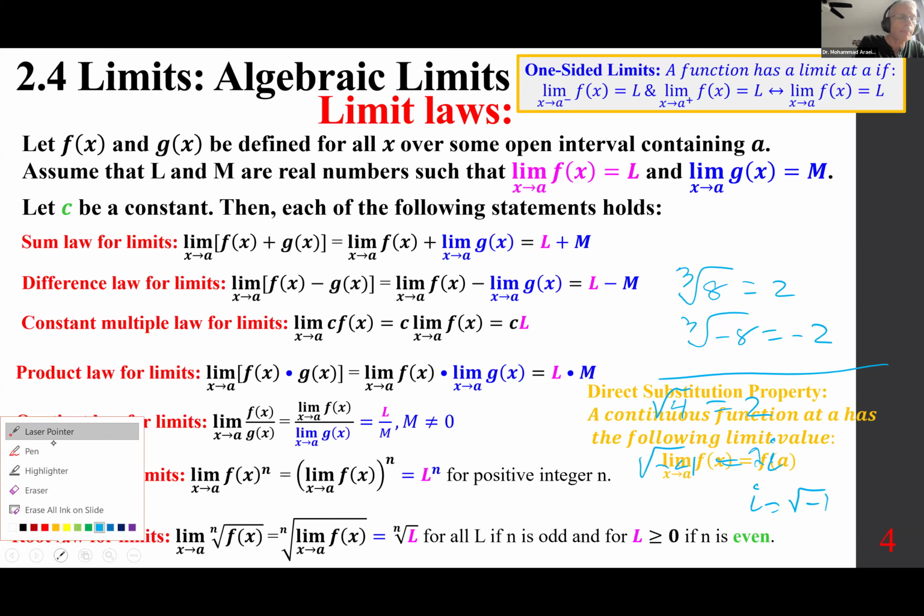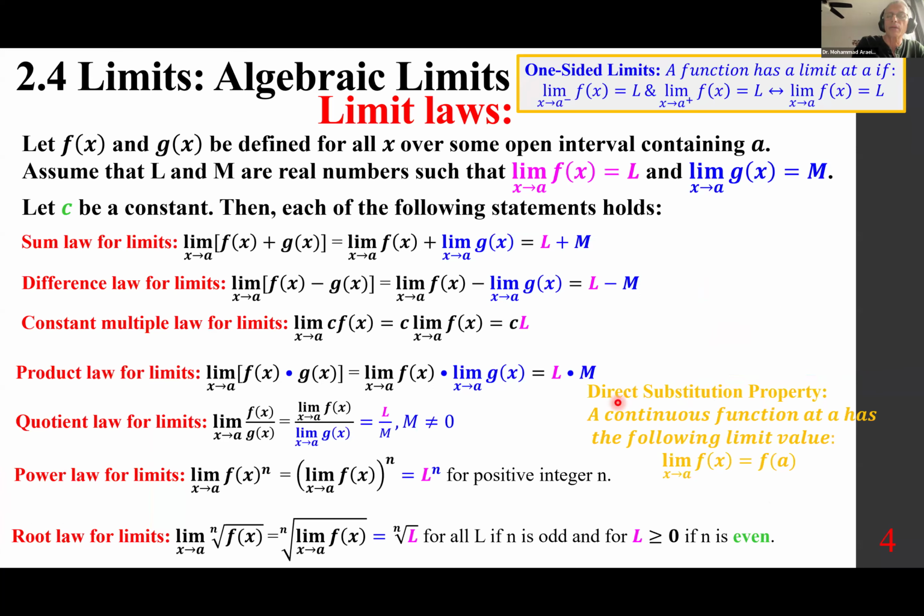Also, the direct substitution property that we have already discussed: a continuous function at a has the following limit value. The limit of f of x as x approaches a equals f of a. This is the limit. This is the functional value.